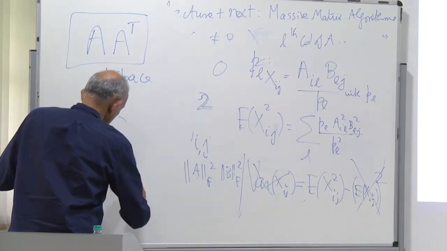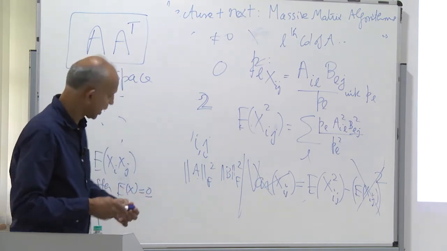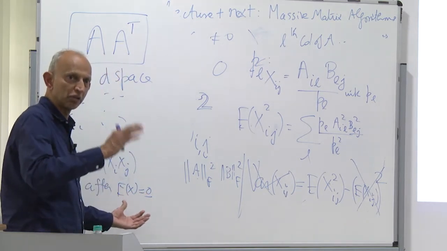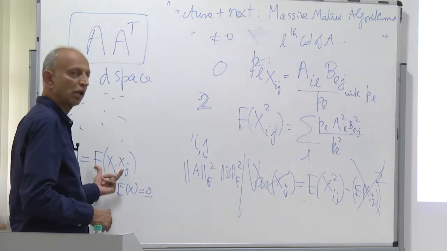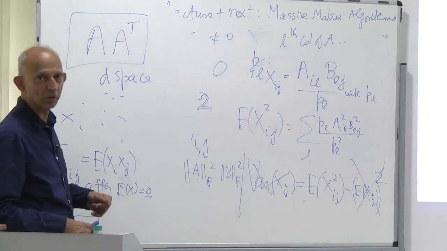So the expectation of x is 0. So 0 is the expectation of the vector. That means every component is 0. Then I take the ijth entry of a matrix to be this. This is called the variance-covariance matrix.